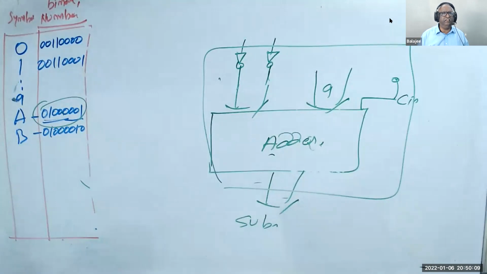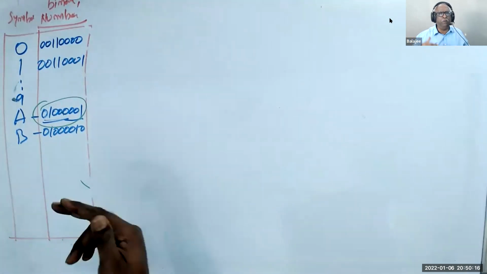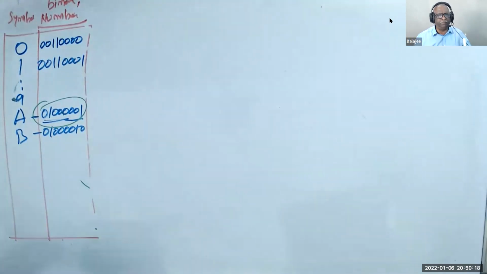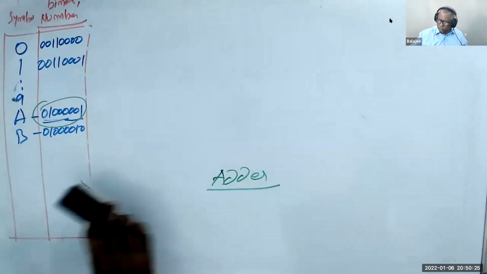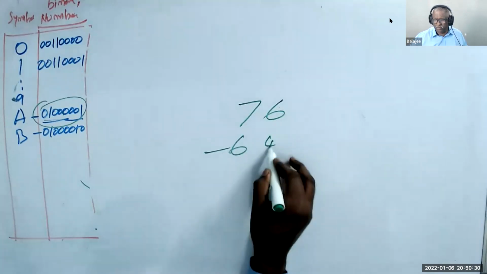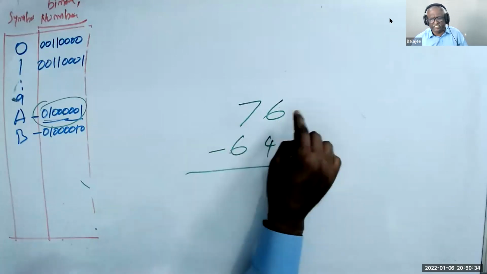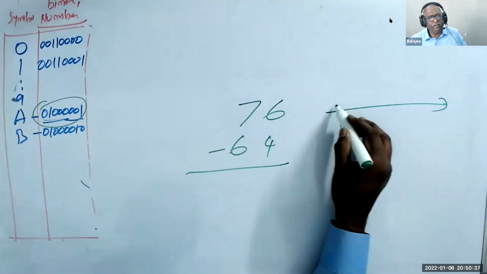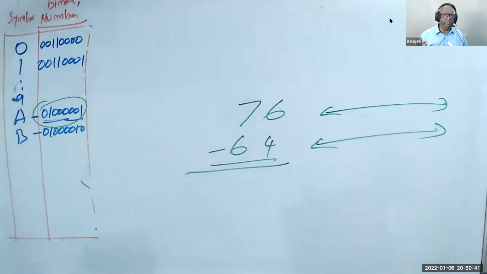So please understand, there is nothing called binary subtraction. Let me tell you one thing: it is actually a 2's complement and addition that is called binary subtraction. So what you have to know is only the adder. For example, if you say 76 minus 64, what that does is, it converts the 76 into binary, converts the minus 64 into binary, and adds it.